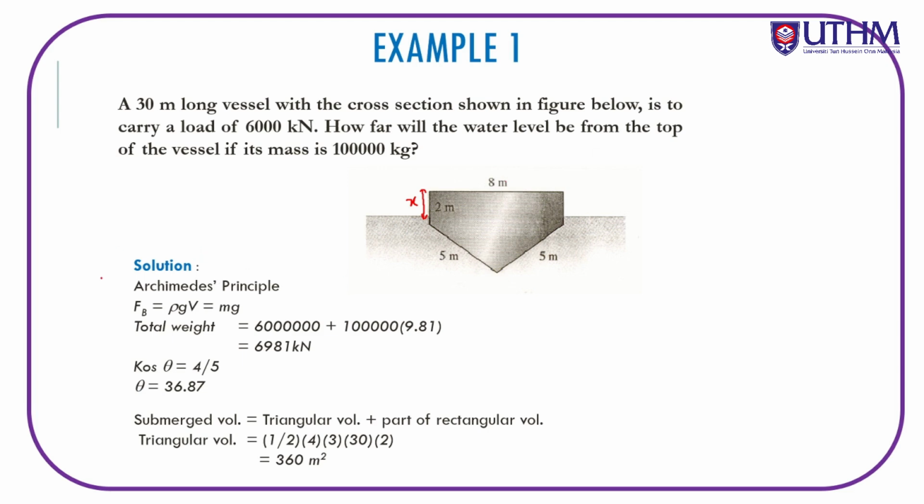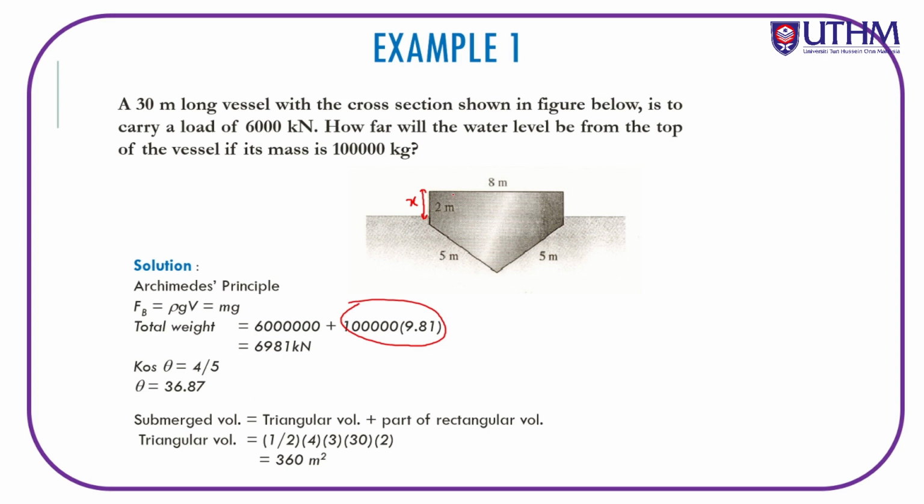Okay, first kita listkan dulu formula-formula yang kita nak pakai. So kita pakai Archimedes principle iaitu FB, buoyant force, equal to rho gV equal to mg. So kita kirakan dulu total weight body ni bersama dengan load yang dia akan angkat nanti, which is 6,000 kN. So kita convertkan kepada Newton, tambah dengan mg, which is 100,000 kg darab dengan 9.81, which is the vessel ni. So kita akan dapat 6,981 kN.